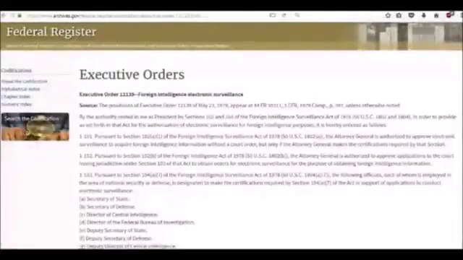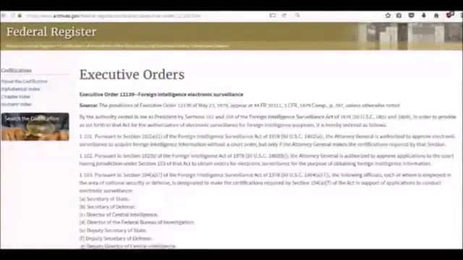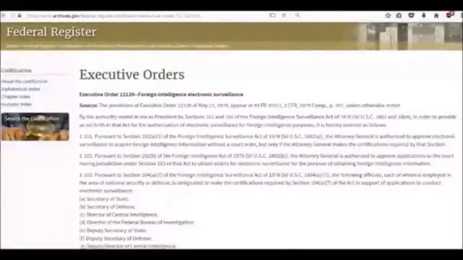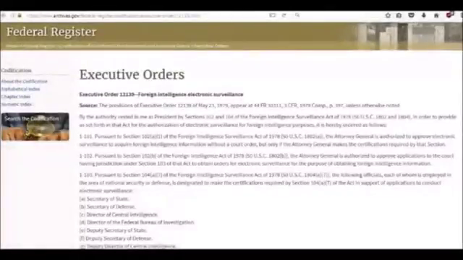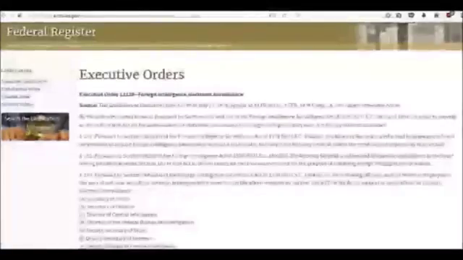1-101. Pursuant to Section 102A(1) of the Foreign Intelligence Surveillance Act of 1978, the Attorney General is authorized to approve electronic surveillance to acquire foreign intelligence information without a court order, but only if the Attorney General makes the certifications required by that section. 1-102. Pursuant to Section 102B of the Foreign Intelligence Surveillance Act of 1978, the Attorney General is authorized to approve applications to the court having jurisdiction under Section 103 of that Act to obtain orders for electronic surveillance for the purpose of obtaining foreign intelligence information.